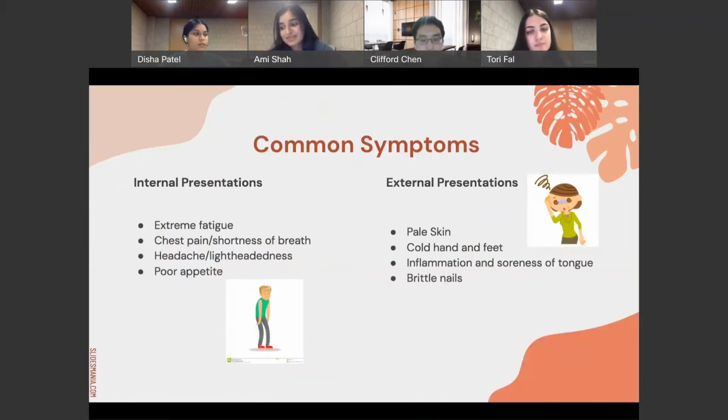Now for common symptoms that are presented in patients. The two main groups are symptoms that are internally presented and ones that are externally presented. For internal symptom presentations, the main ones would be extreme fatigue, shortness of breath, being tired, chest pain, headache, lightheadedness, or poor appetite. External presentations would be paler skin, cold hands and feet for a majority of the time, inflammation and soreness of the tongue, and brittle nails.